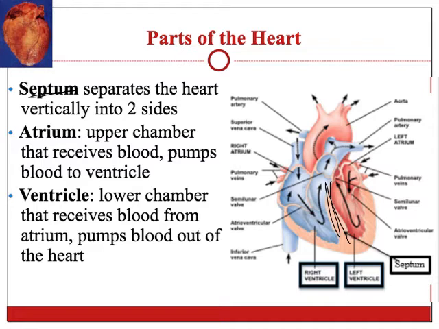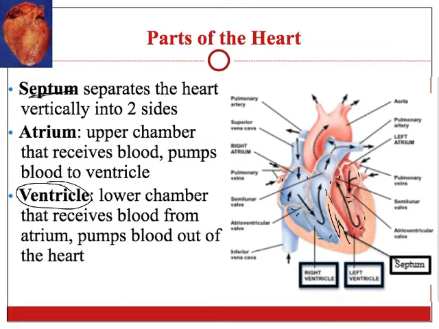The next main parts are the chambers. So the upper chambers, this chamber right here and this chamber right here, are called atria, which is singular as atrium. And then the lower chambers are called the ventricles.